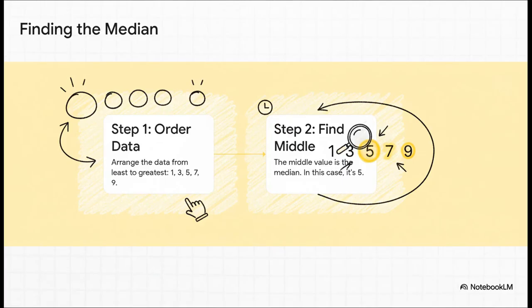Okay, let's look at a simple example. Say we have the numbers 1, 3, 5, 7, and 9. Good news, they're already in order for us. With 5 numbers, finding the one smack in the middle is easy, right? It's 5. That's it. The median is just the number that's physically in the center of the line.